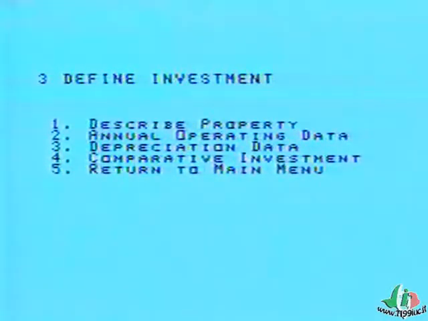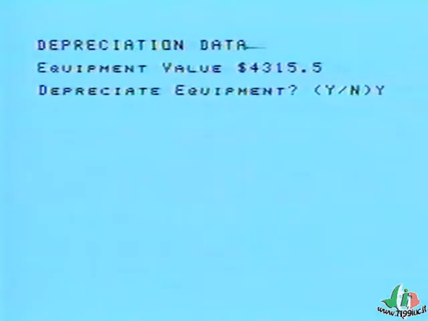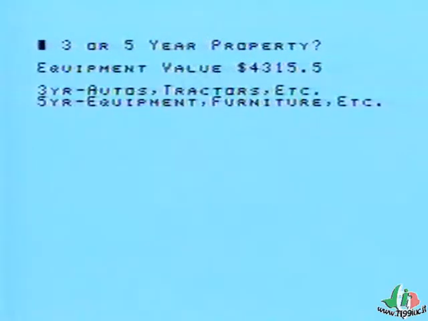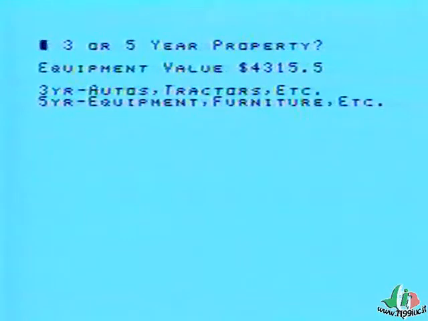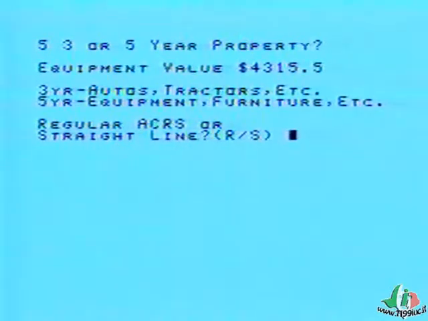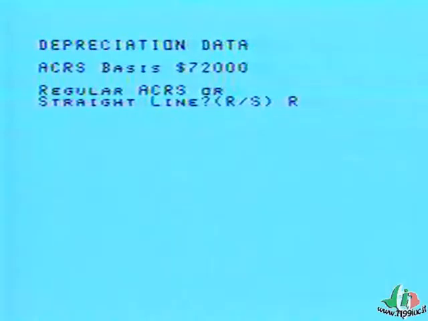Let's take a look at number 3, depreciation data. This asks me if I want to depreciate my equipment, and of course I do. And for equipment, you can have 5 or 3 year property. This all works using the accelerated cost recovery system, and equipment, like dishwashers and things, is generally 5-year equipment. So now where we are is depreciating, let's see, regular ACRS or straight line. Well, we want to use regular. I got a little bit ahead of myself there.